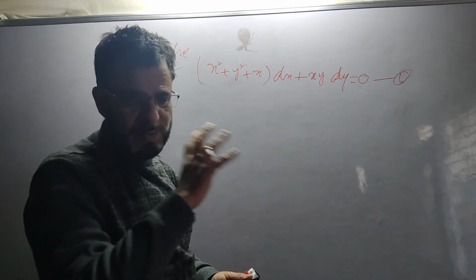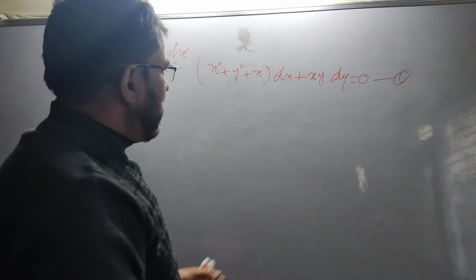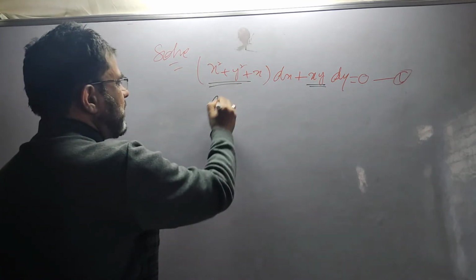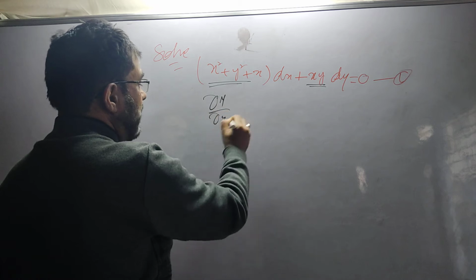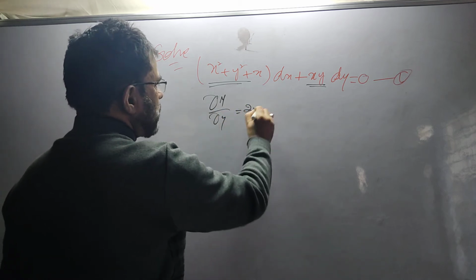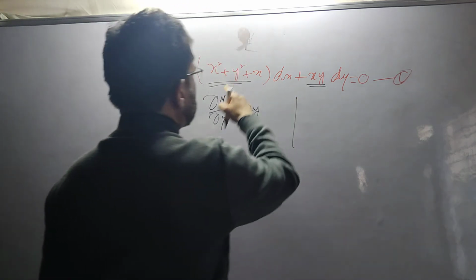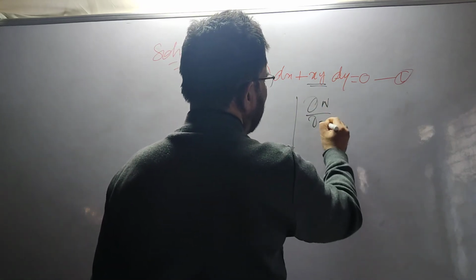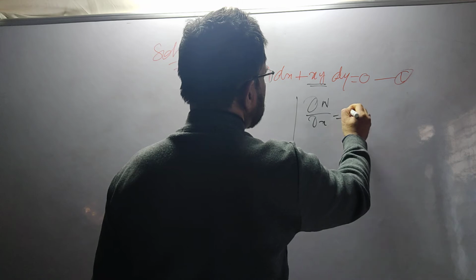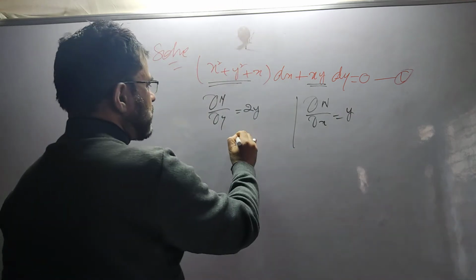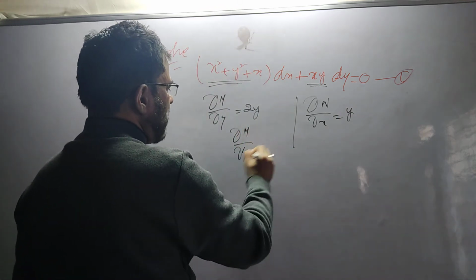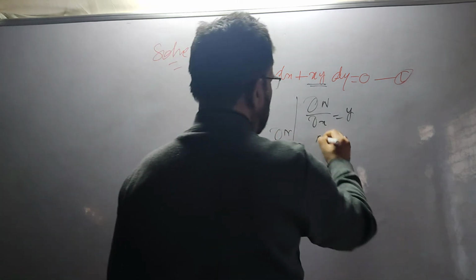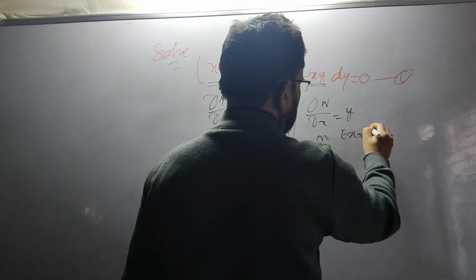So we have to go for the exact test. Let me treat this as M and this as N as usual. What is the partial derivative of M with respect to y? It is 2y. Here I have to take the partial derivative of N with respect to x. It is y. So del M by del y is not equal to del N by del x. So not exact.